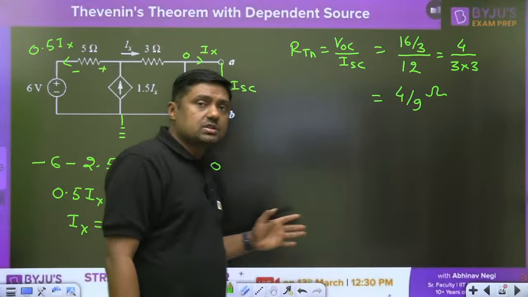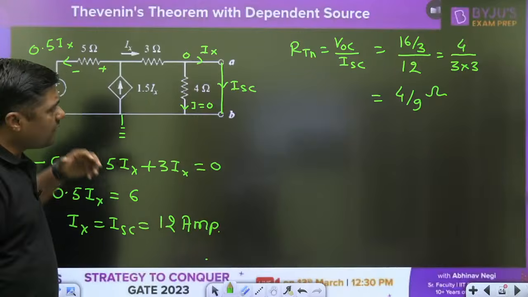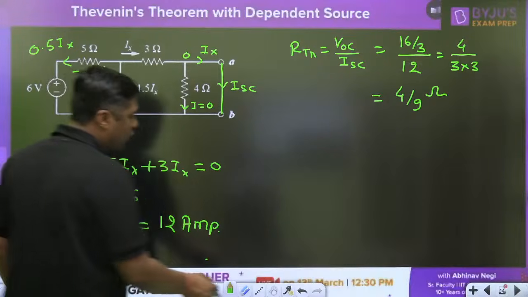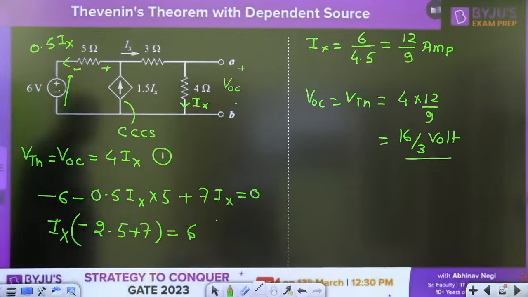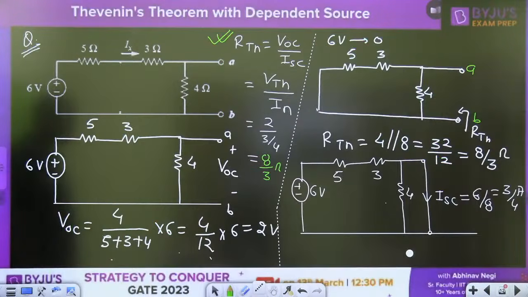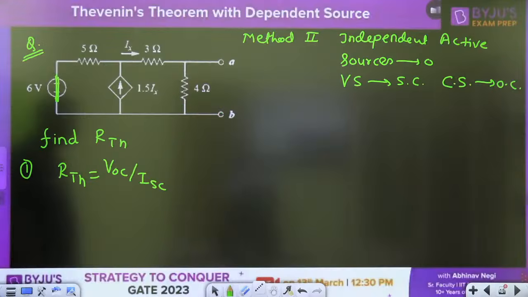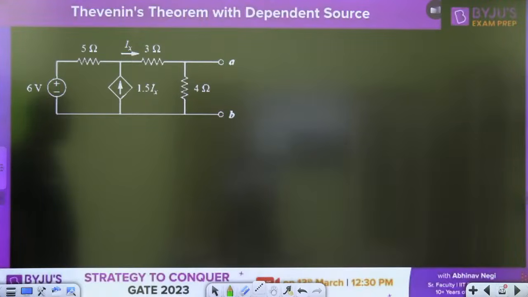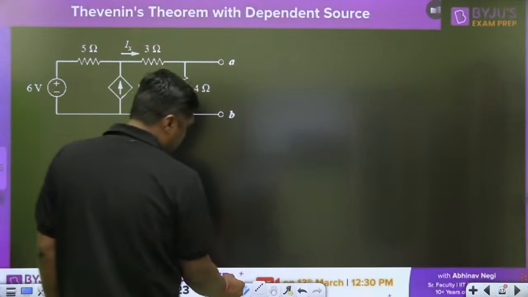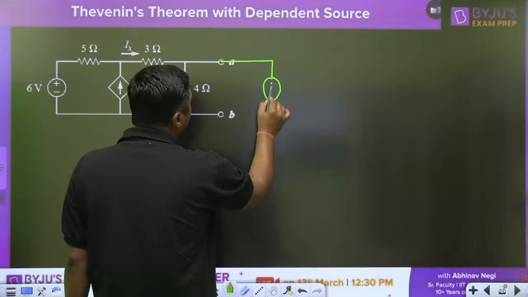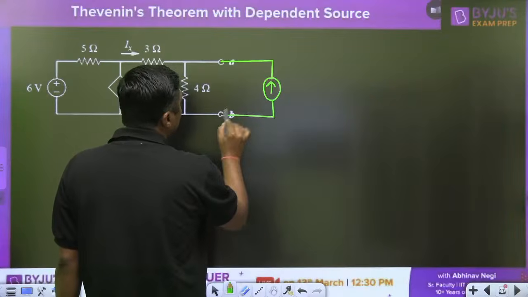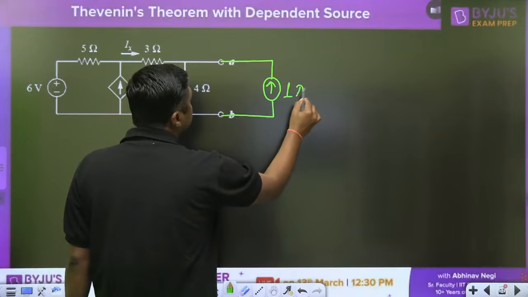I think this question is clear to you. Yes, everyone. In every case we are getting the same answer, 4 by 9. Now last method. Some students are interested in, sir, I want to connect a 1 ampere battery. Okay, no problem. You can connect a 1 ampere battery also. Let this be the 1 ampere battery.